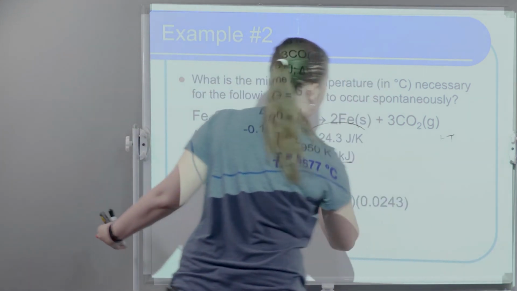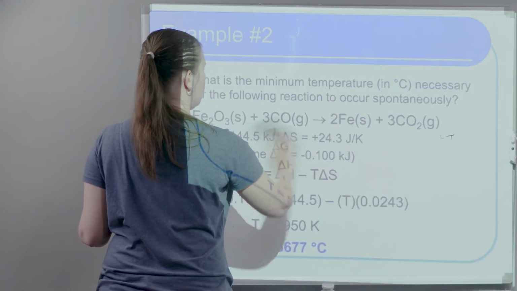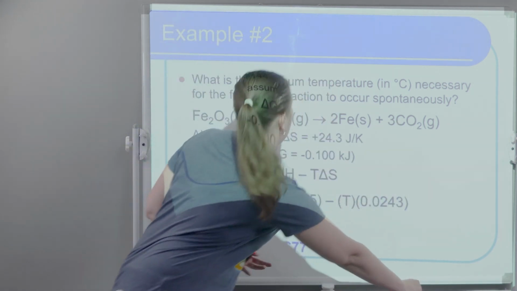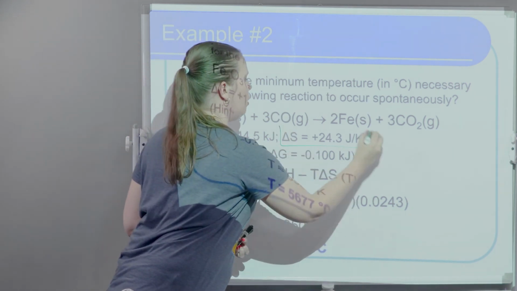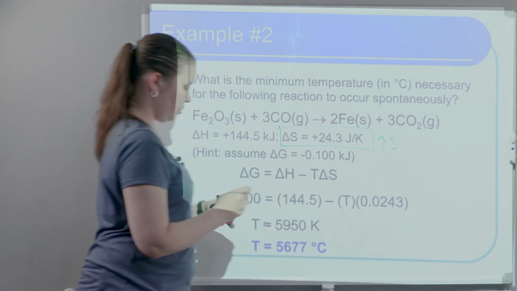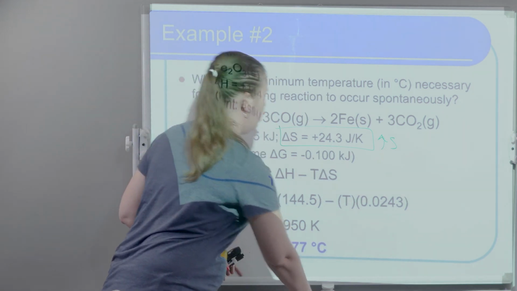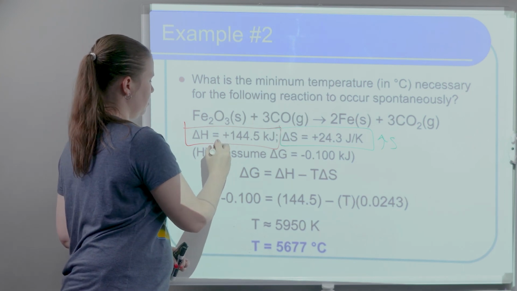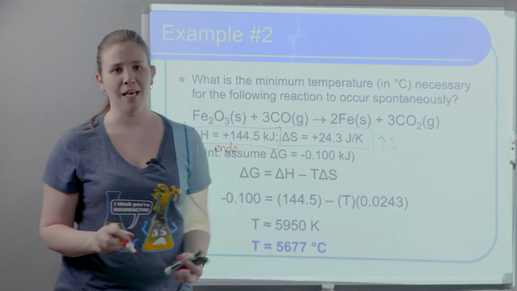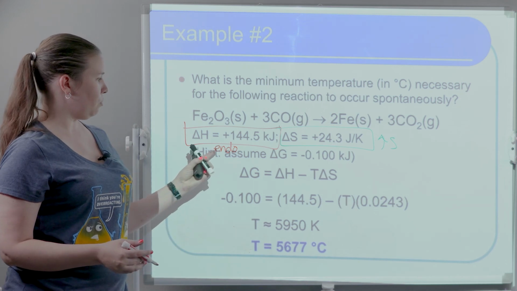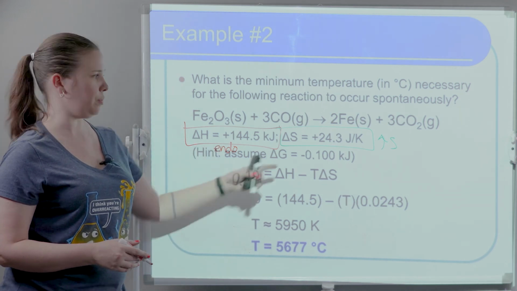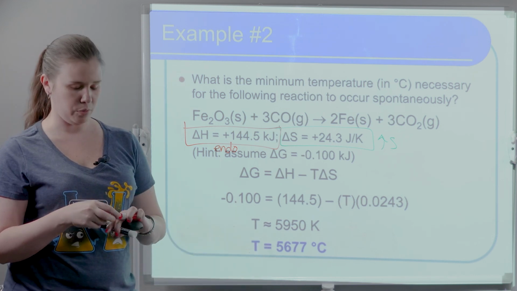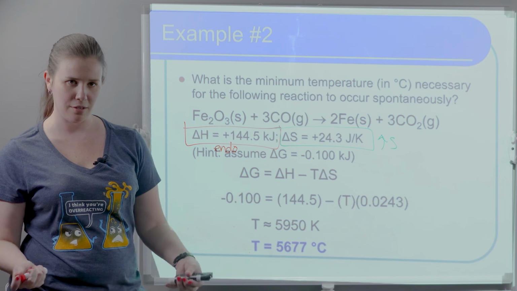Let's take a little step back here and think about what things were favorable and what things weren't. We have a positive entropy. We want an increase in entropy. So that is positive, that is favorable. However, we want a negative delta H. A positive delta H means it's endothermic, and that's not a good thing. So the fact that we need to override the enthalpy and make entropy the winner means we need a very high temperature. So that's the temperature that would allow the reaction to occur spontaneously.